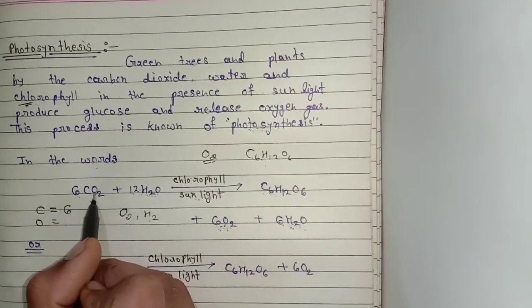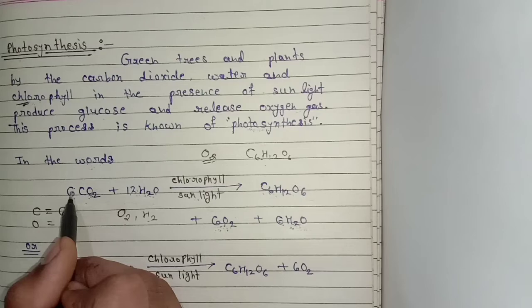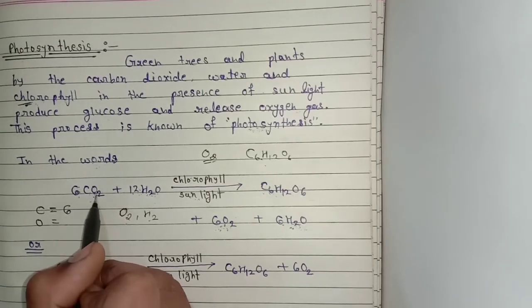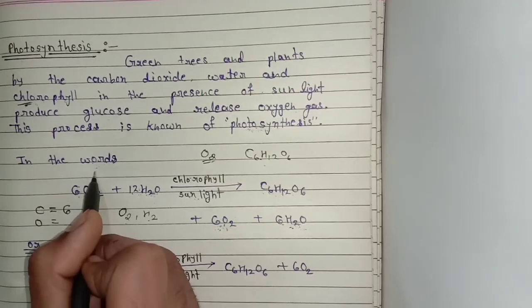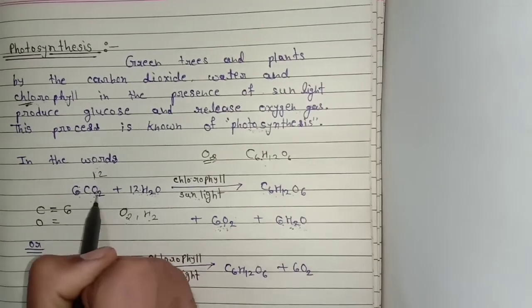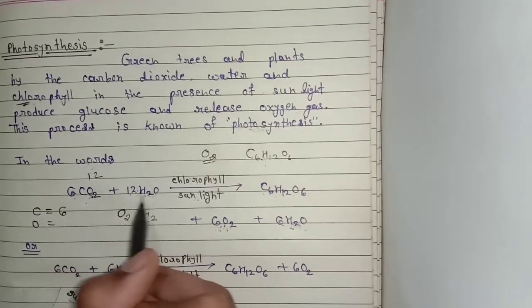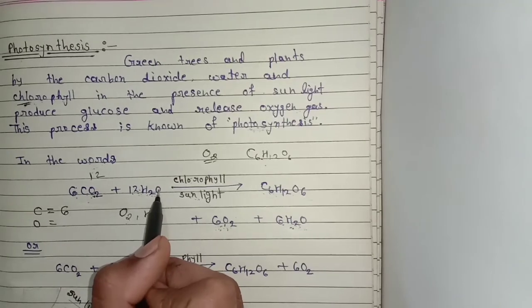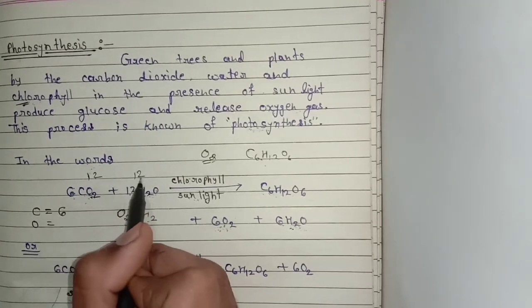Now let's look at oxygen. We can easily observe that oxygen is present here in its molecular form, and that is also 6. So 6 multiplied by 2 is 12 oxygen atoms.